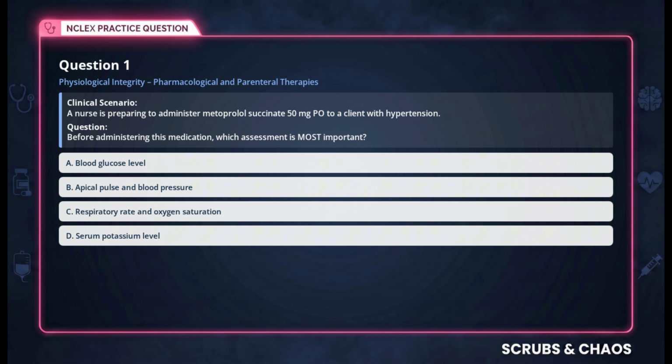A nurse is preparing to administer metoprolol succinate 50 milligrams PO to a client with hypertension. Before administering this medication, which assessment is most important? A. Blood glucose level? B. Apical pulse and blood pressure? C. Respiratory rate and oxygen saturation? D. Serum potassium level?